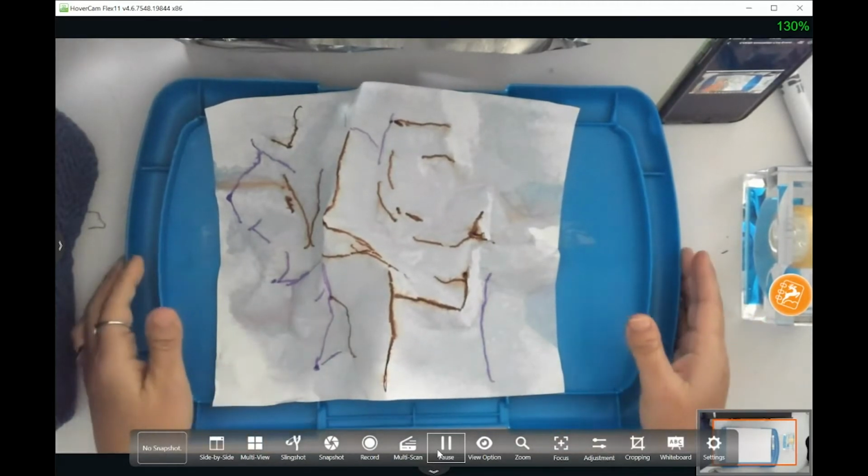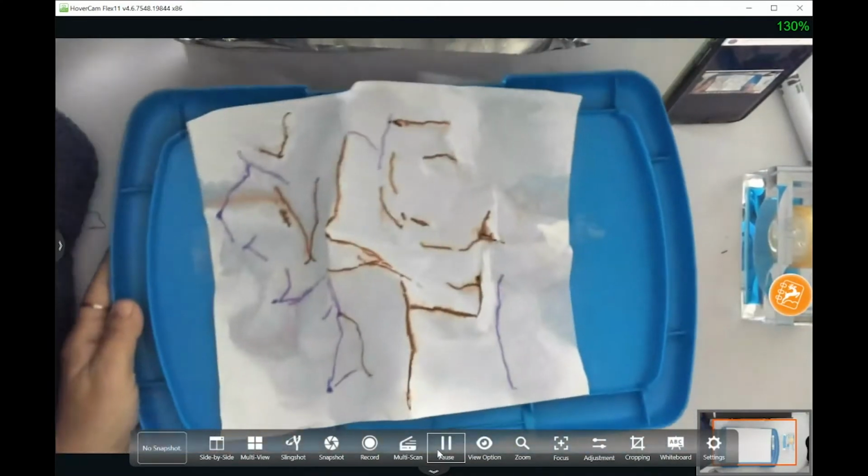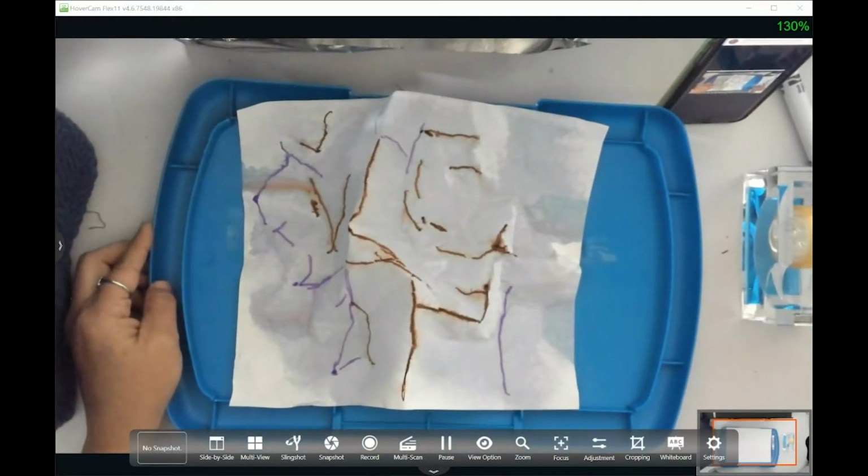Well, that was our first model. So thank you for joining in with me there. Now I'm going to go ahead and switch cameras here, and we'll get a little bit more information before we do our second build.